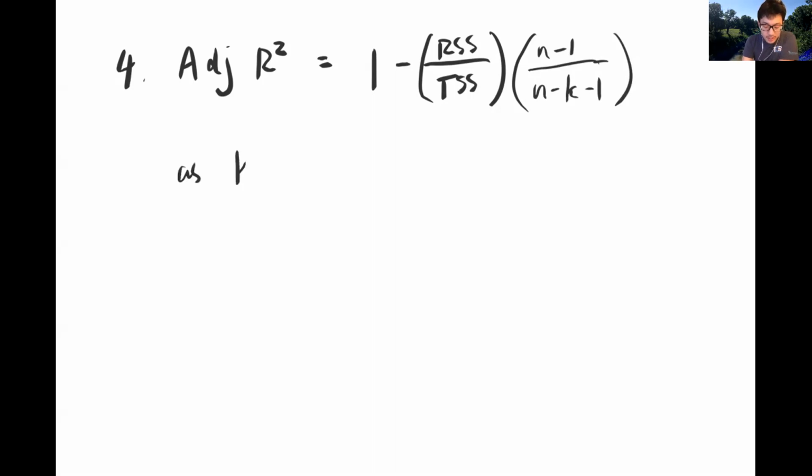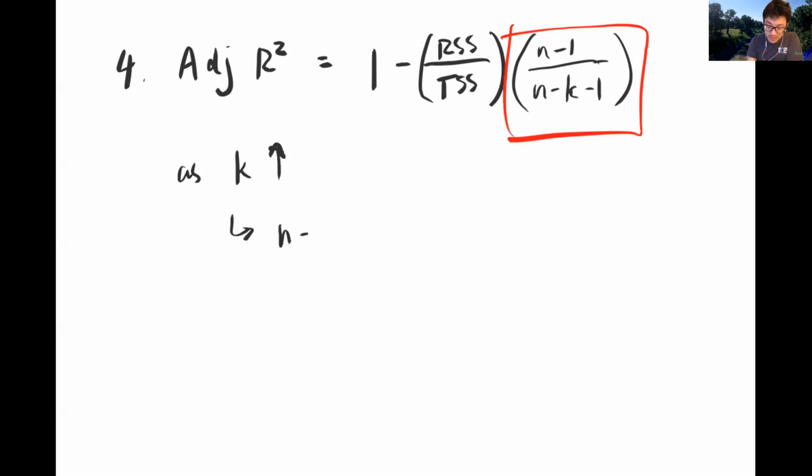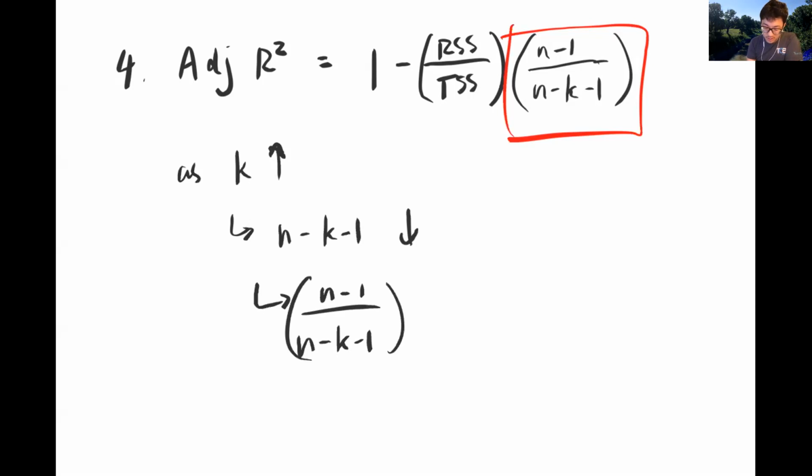So as k increases, then your denominator gets smaller, right? It's because you are subtracting. And if you divide by a smaller number, then your term here will get bigger, right? So, okay, maybe I can write out the logic like this. As k increases, then n minus k minus 1 decreases, then n minus 1 over n minus k minus 1 increases.